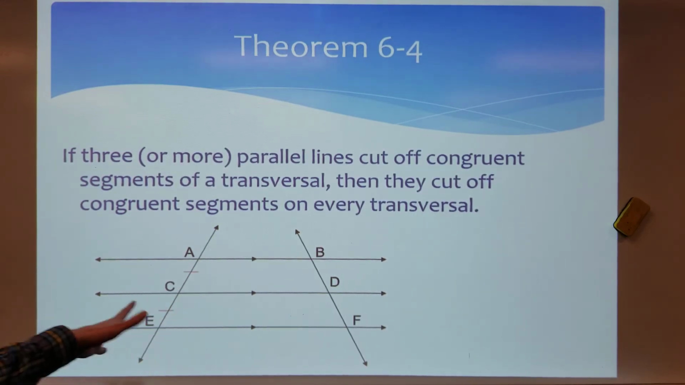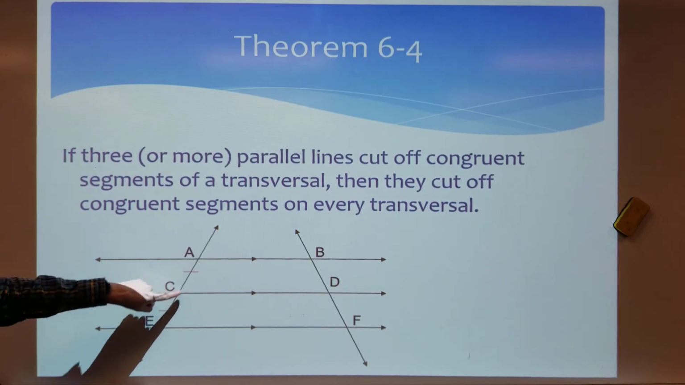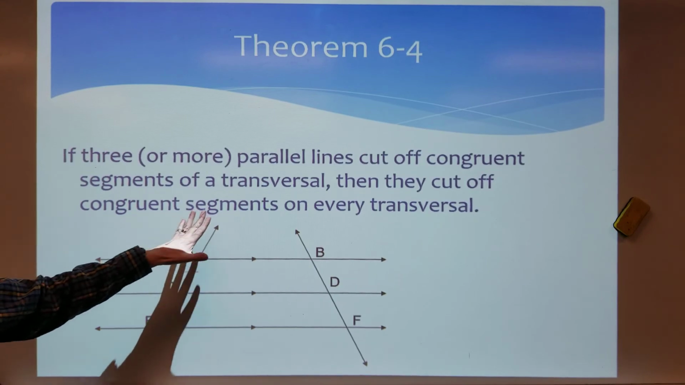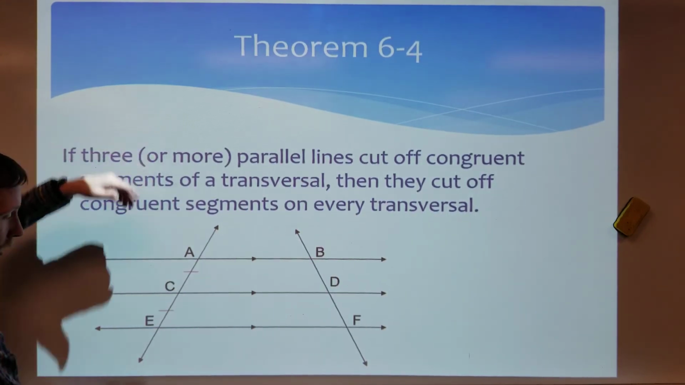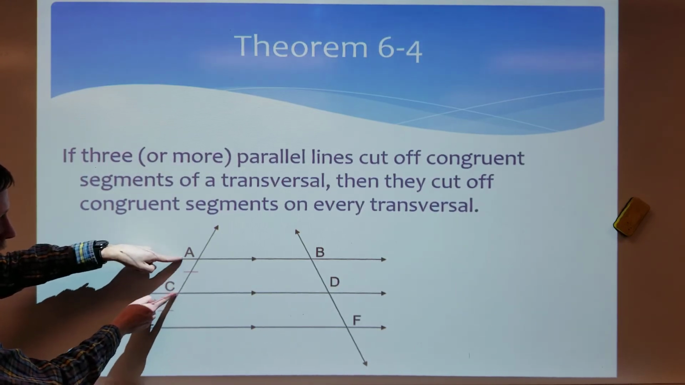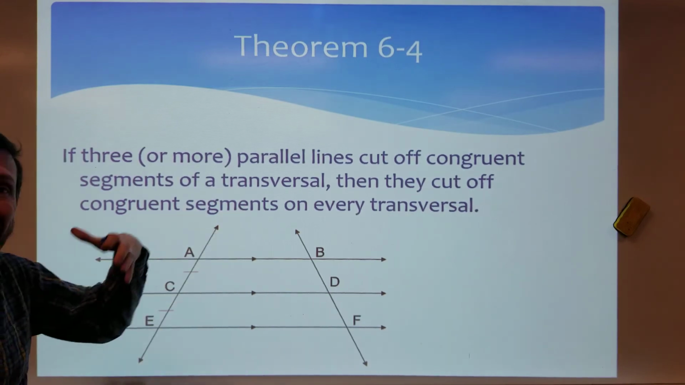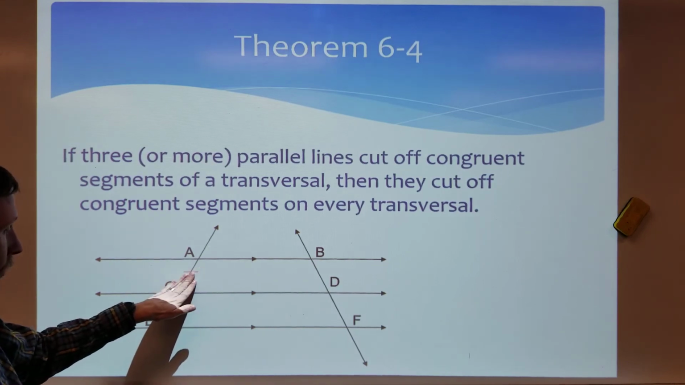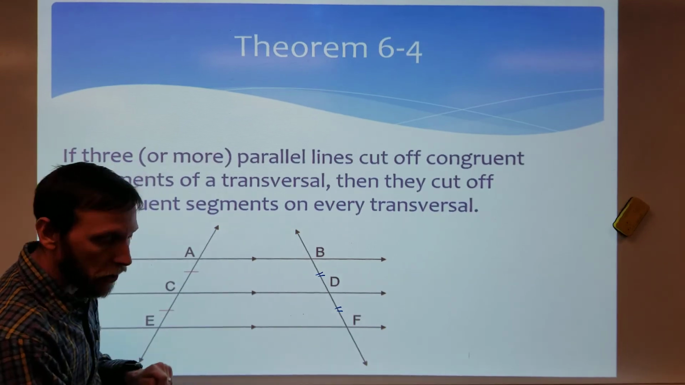Basically, this is a little bit strange, but if you have 3 or more parallel lines, and those parallel lines are separated in such a way that they're cutting off congruent segments on the transversal, then this means, all right, so if that happens, that's the hypothesis, if these 3 or more parallel lines are cutting off congruent parts of a transversal, then that means that they are going to cut off congruent segments on every transversal. That doesn't mean that this is congruent to that. It means that if these are congruent, then these are congruent.